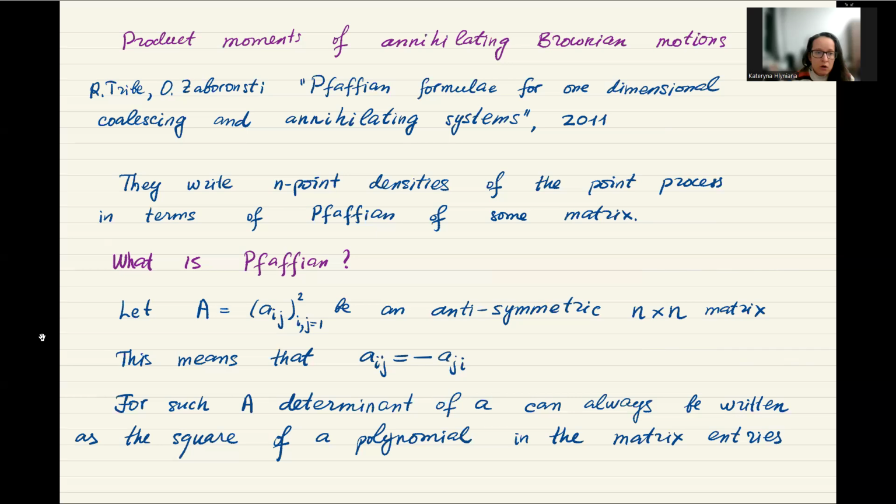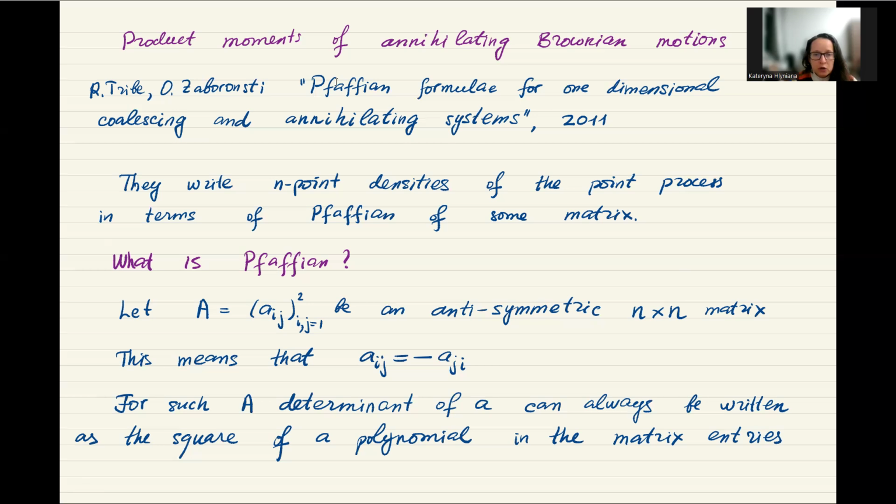Okay, now for the next question. In the last lecture, we considered n-point densities, and we saw how they connected to factorial moments or product moments of point processes. And this is the next step of investigation of a point process. And here I would like to discuss the results of the paper by Richard Tripe and Oleg Zaboronsky.